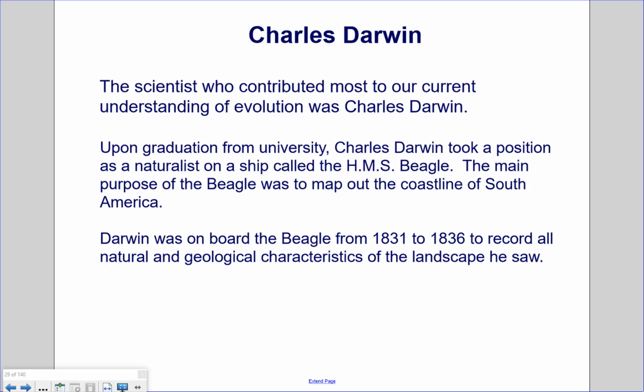Darwin was on board the Beagle from 1831 to 1836 to record all natural and geological characteristics of the landscape he saw. He was only 22 years old when he embarked on the journey, so he spent half of his 20s on the Beagle sailing around the world.